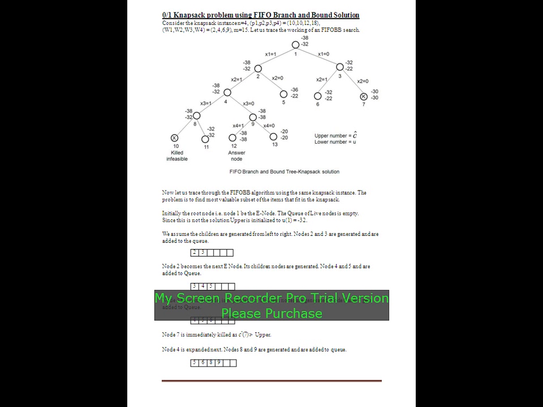So this is up to the first part of the fourth unit, that is, branch and bound techniques. And the last part in the fourth unit is NP-hard and NP-complete problems. You can see it now.